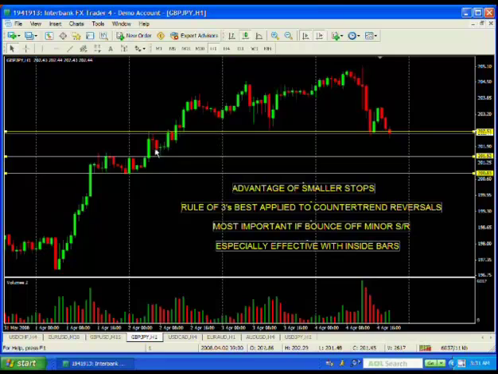But just so you know, if price should close above the close of that prior bar, this doesn't just apply to dynamic support and resistance either. This applies to most cases.